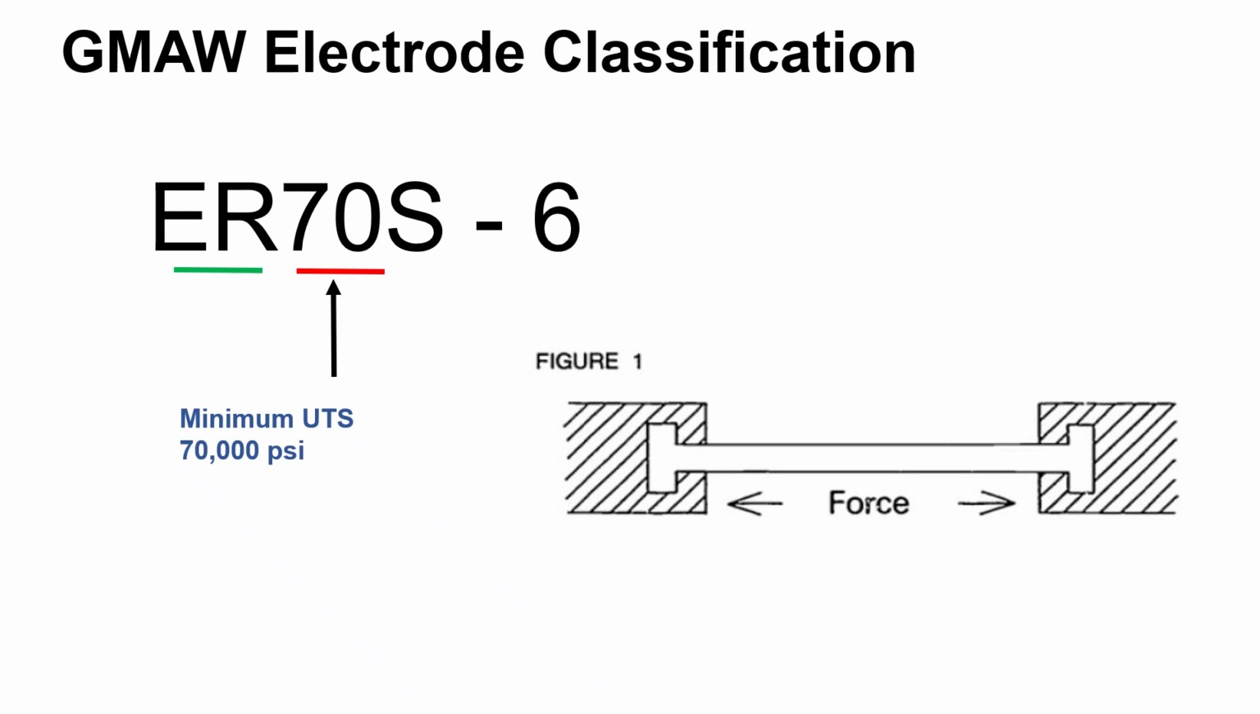So when we're talking about the 70 there, we're talking about the tensile strength. The tensile strength is what it requires to pull that material apart, one square inch of it. I'm operating in English units.